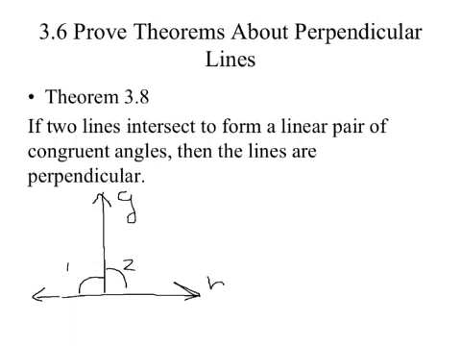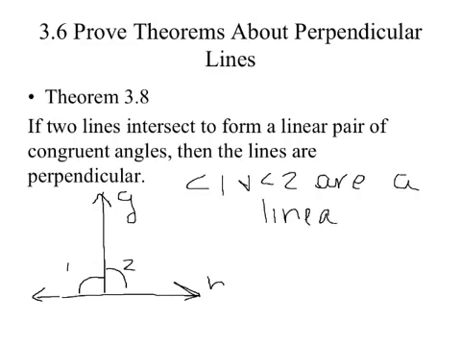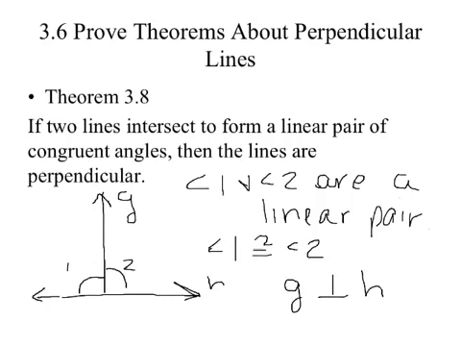If two lines intersect to form a linear pair, so angle 1 and angle 2 are a linear pair, then angle 1 is also congruent to angle 2. Then we know that line G is perpendicular to line H. Okay, that is our Theorem 3.8.